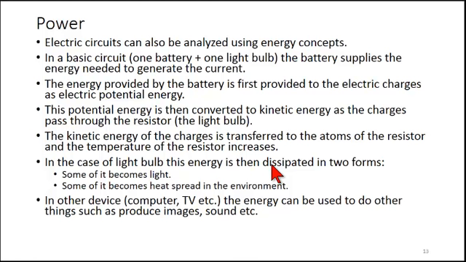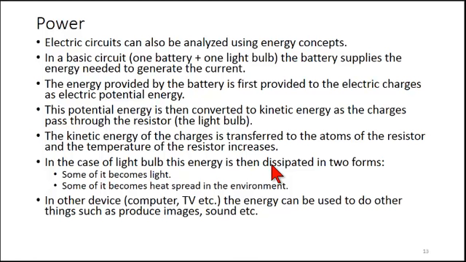That potential energy will then be used by the charges to convert into kinetic energy as they move through the circuit. And when they go through a resistor, that kinetic energy of the moving charges is going to be transferred to the surroundings, that is to the atoms of the resistor. And that energy is basically going to be dissipated in two forms. One is going to be light in the case of the light bulb, and the other is heat.